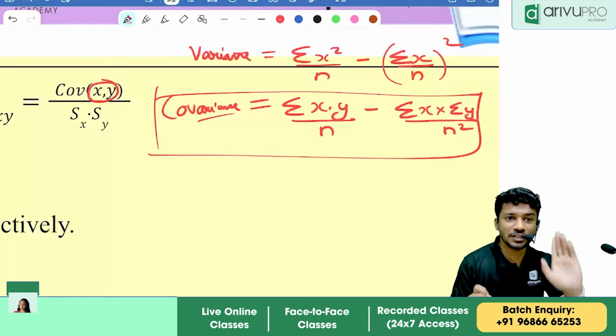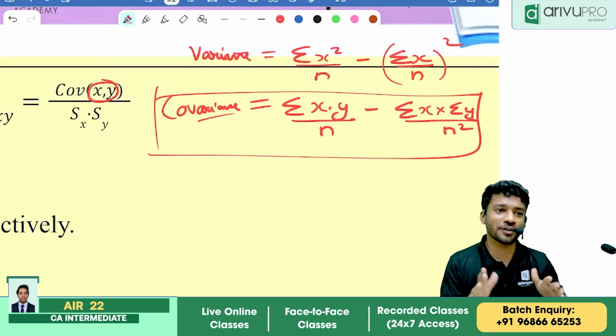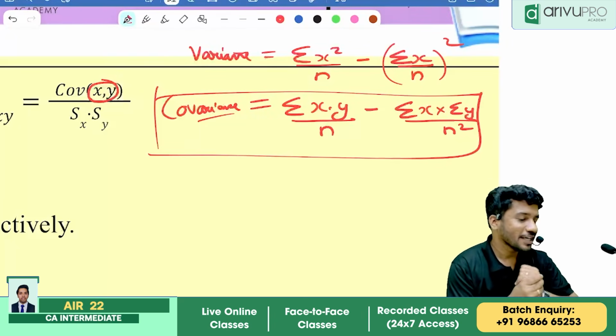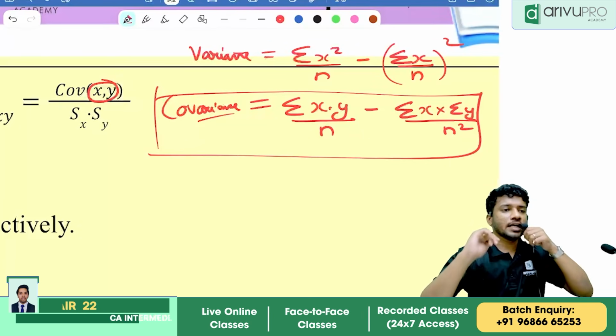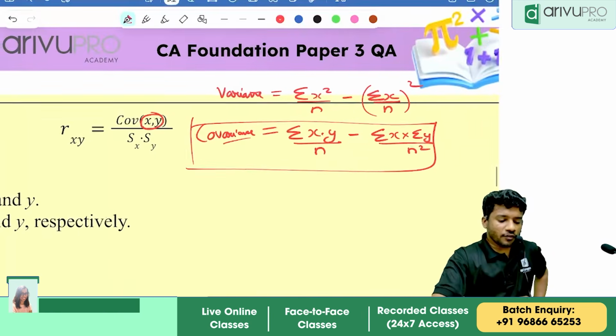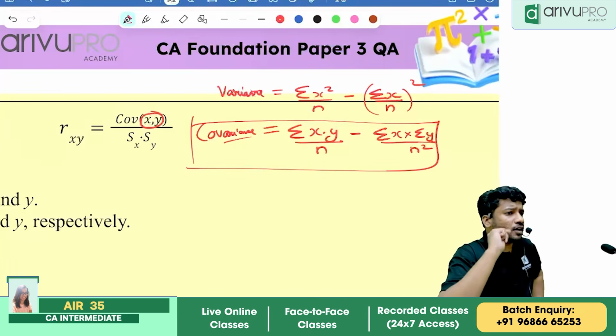First of all, you should know the formula for variance, otherwise you will not know this. Yes, make a note of it. Very important. Then, what is the formula for the correlation coefficient, KPCC?